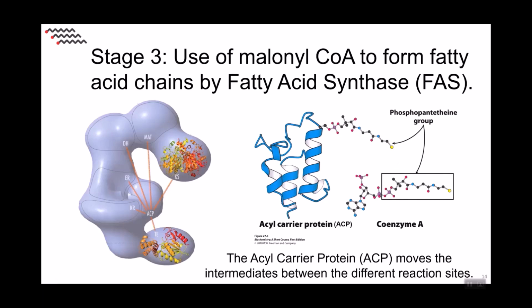So fatty acid synthase is going to transfer these acyl groups from coenzyme A onto the acyl carrier protein. You can kind of see how this long phosphopantetheine group can be quite flexible. There's rotation around all of these bonds, so this really allows for the intermediates in the reaction to go from one active site to another. And there will be 4 key reactions in order to build up a fatty acid chain. So let's look at this mechanism.